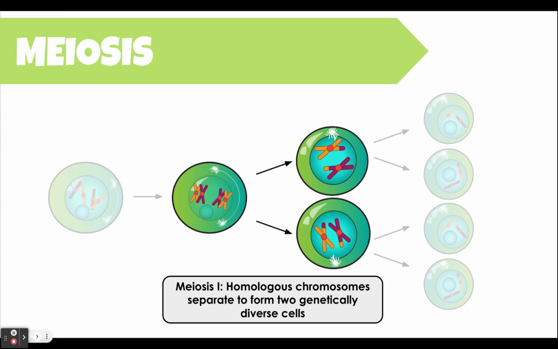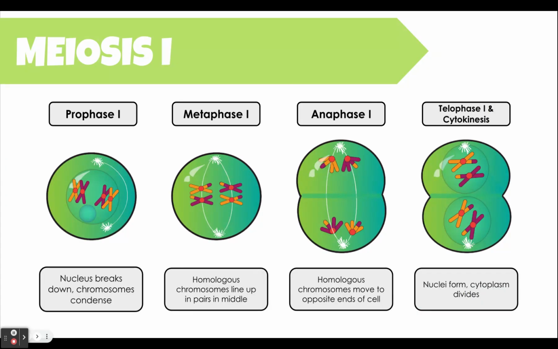And we end up with 2 genetically diverse cells. And again, we'll go through some of the steps in detail and we'll see how that diversity appears. But the big thing here is we split those homologous chromosomes. So how this happens, the 4 steps of meiosis I are very similar in name to our mitosis steps.